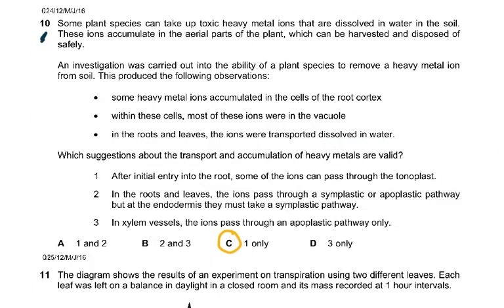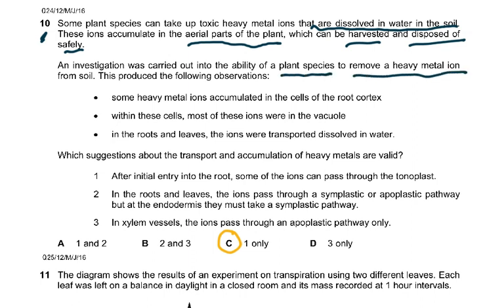Question 10. Some plant species can take up toxic heavy metal ions that are dissolved in water in the soil. These ions accumulate in the aerial parts of the plant, which can be harvested and disposed of safely. An investigation was carried out into the ability of a plant species to remove a heavy metal ion from the soil. This produced the following observations.